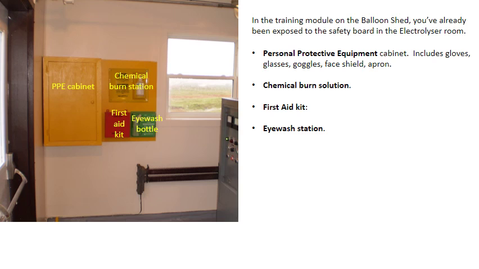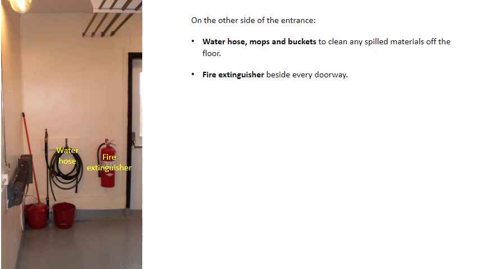Safety equipment. In the training module on the balloon shed, you've already been exposed to the safety board in the electrolyzer room. The personal protective equipment cabinet includes gloves, glasses, goggles, face shields, and aprons. There's also a chemical burn solution station, a first aid kit, and an eye wash station. On the other side of the entrance, there's a water hose, mops, and buckets to clean any spilled materials off the floor. There's also a fire extinguisher beside every doorway.